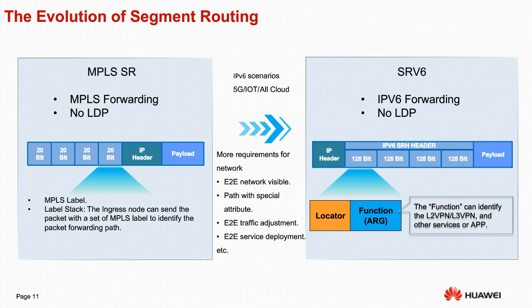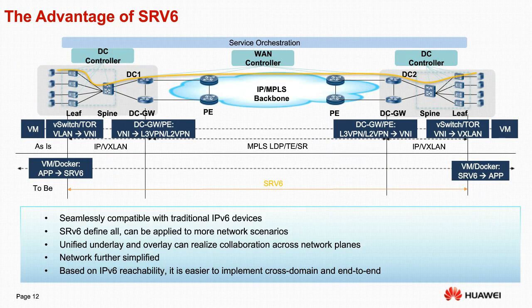E2E network visibility and E2E service deployment matter because traditional MPLS only has a self-domain, where its programmability is just from MPLS ingress to egress. But because SRv6 is IP forwarding, it is easier than MPLS to support E2E deployment. Okay, so that is the advantage of SRv6.